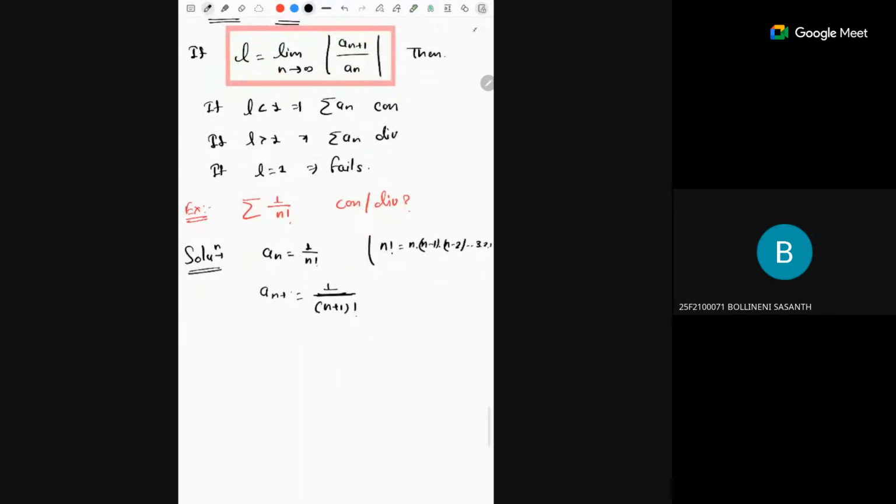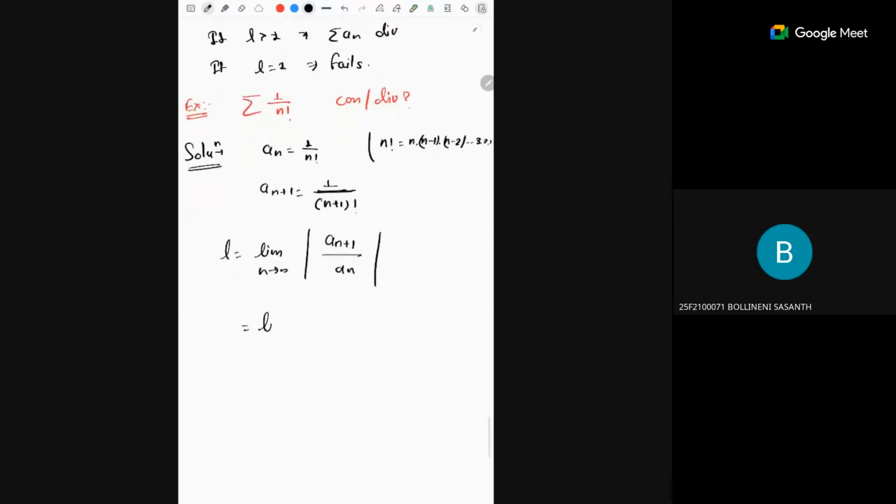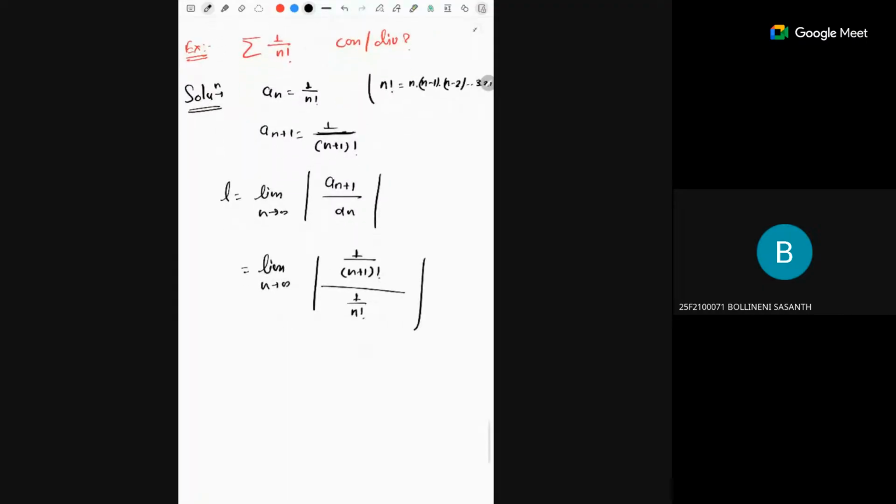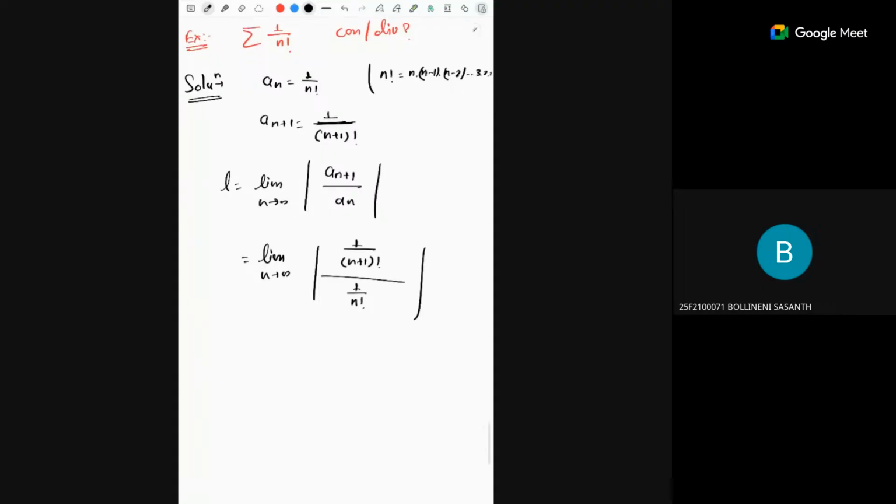Now what will be the limit here? The value of L will be limit n goes to infinity of modulus of a_{n+1} upon a_n. This is the same as limit n goes to infinity of modulus of (1 by (n plus 1) factorial) upon (1 by n factorial). Let's rearrange it. We can leave the modulus because we are talking about positive numbers only, so modulus won't affect anything.